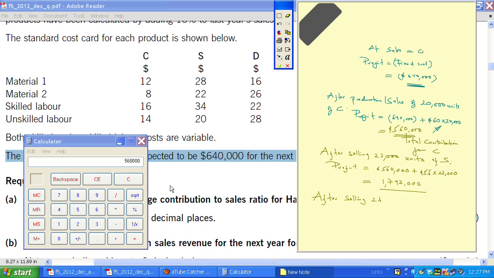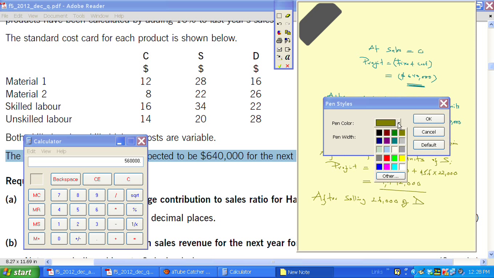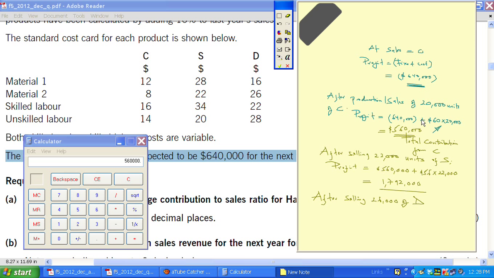Then after selling 26,000 of D, our profit will equal 1,792,000 plus, remember the unit contribution was 28, times 26,000 units, which gives 2,520,000.